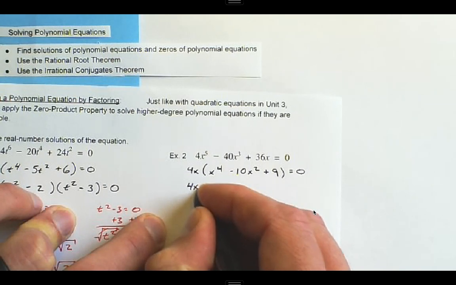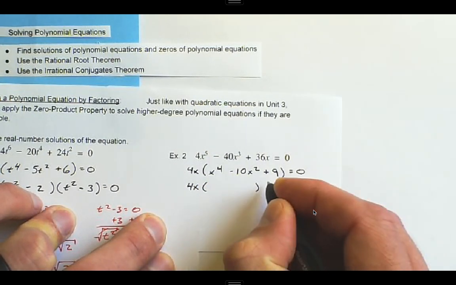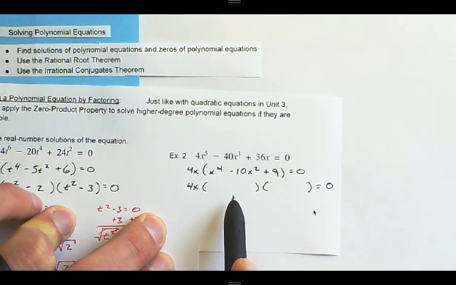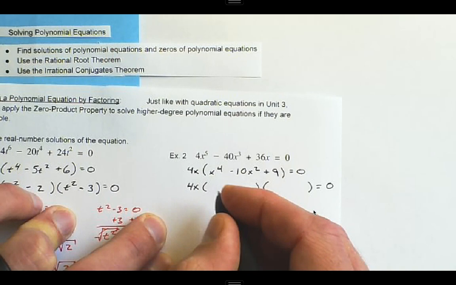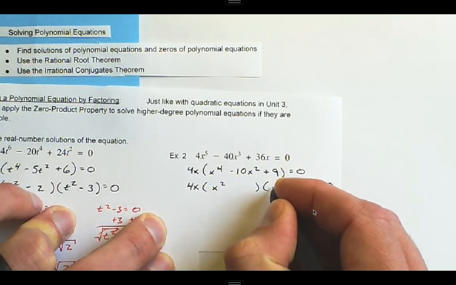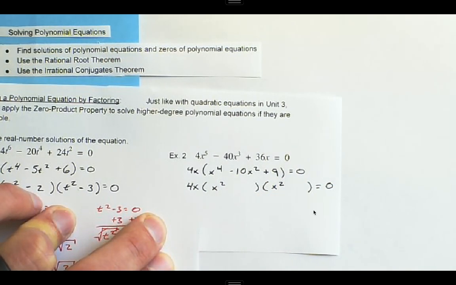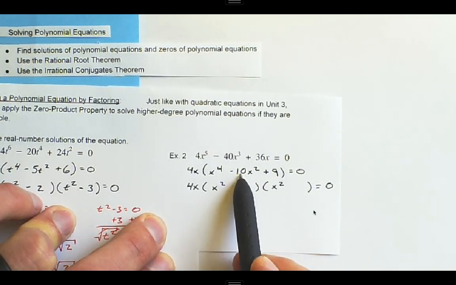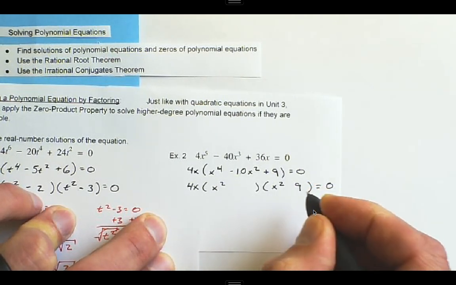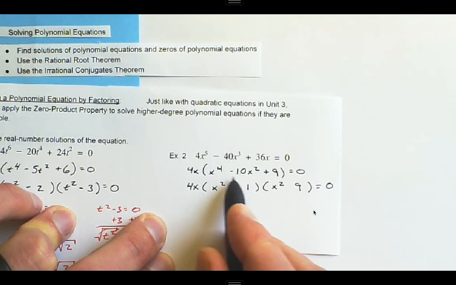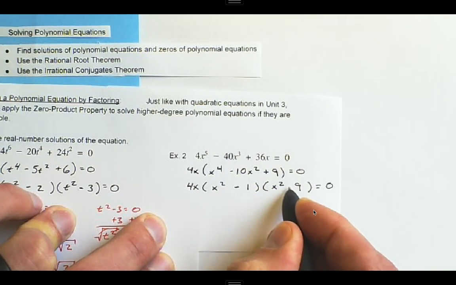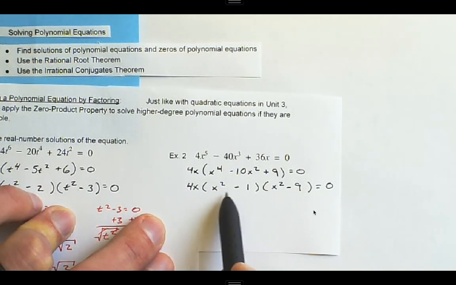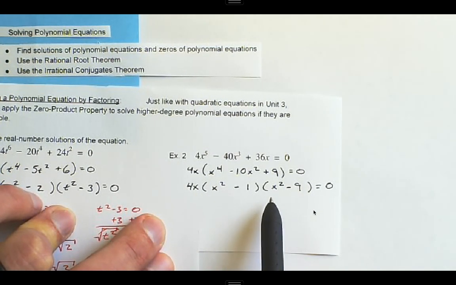So we bring down the 4x, and we know that we're going to have two binomials. And in order to get x to the fourth, we have an x squared and an x squared. And two numbers that multiply together to get us positive 9 and add to negative 10. So we know that that's going to be 9 and 1. And to add to negative 10, they both have to be negative. So there's our polynomials.